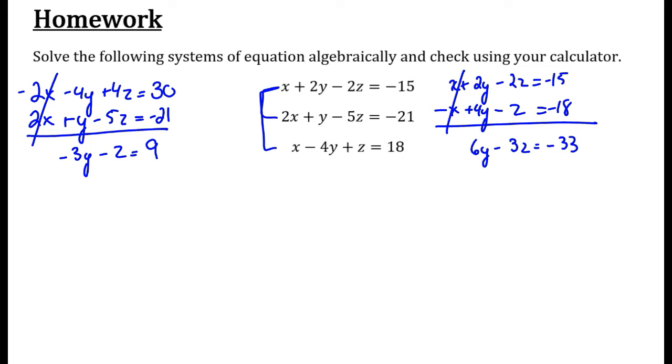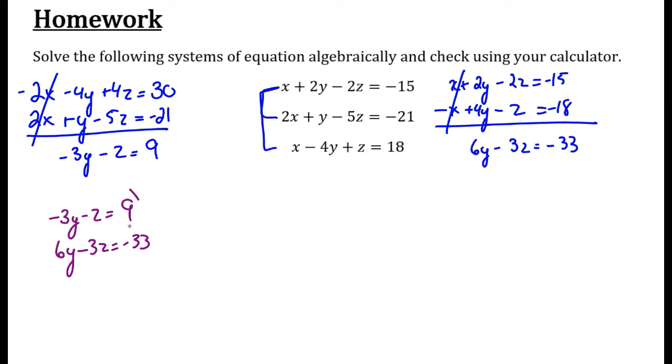Now here's the neat thing. If you look at this equation, I could divide everything by 3 if I wanted to. I'm not going to for the sake of this video, but you could make this problem easier if you divided everything in this second equation here by 3. So now let's solve the Algebra 1 problem. Negative 3y minus z equals 9, and 6y minus 3z equals negative 33.